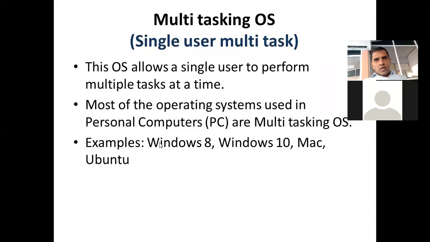So look here, we have some examples. It is easy to remember because all the operating systems we use now in our computers can be multitasking. Even Android or maybe iOS, right? Here I have added only operating systems used in computers, but you may add the operating systems used in mobile devices too. Windows 8, Windows 10, even Mac OS, Macintosh, Ubuntu, all of them allow one user at a time to perform many tasks simultaneously, right? So this is a multitasking OS.